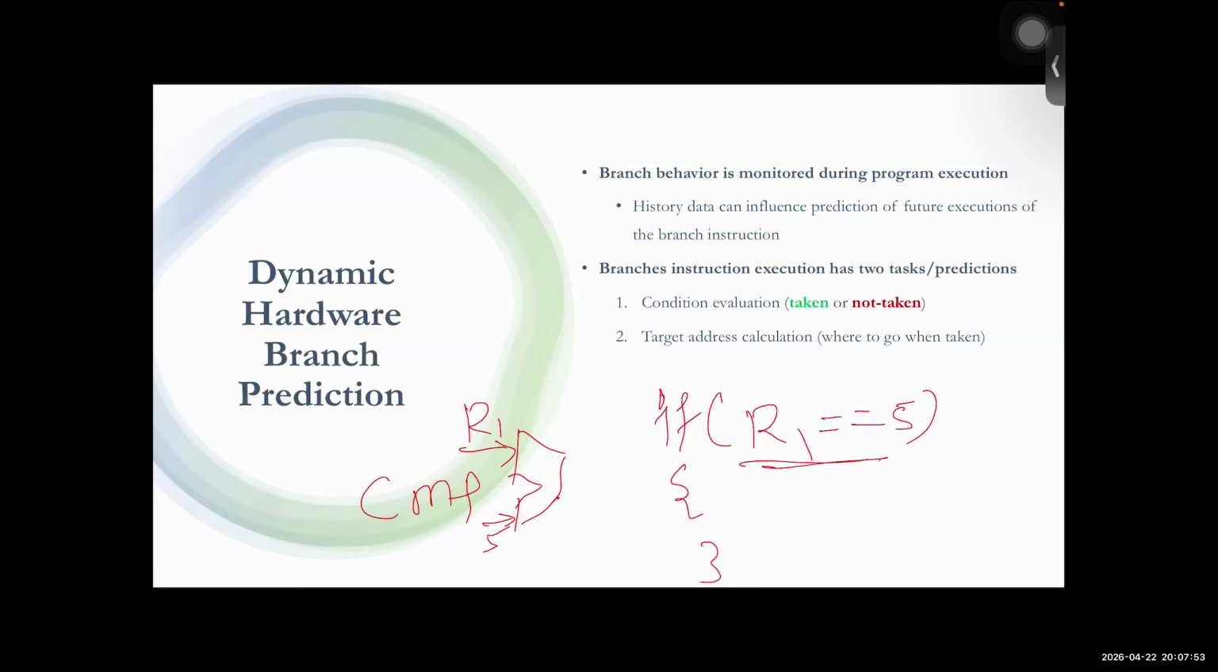And the second one is, if it is true, then which statement is going to be executed, whether these statements or outside. So that we call the branch target address, right? So first is condition evaluation, second is the target. The target in our CPU lab, we use the label, correct? Label 1, label 2, label 3. Do you remember that? So the label is the target, correct?